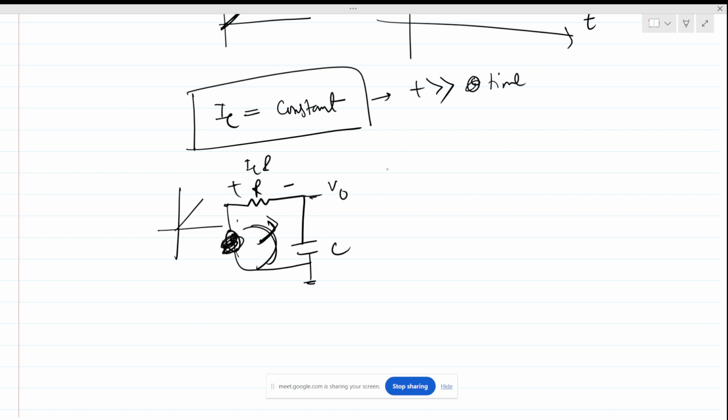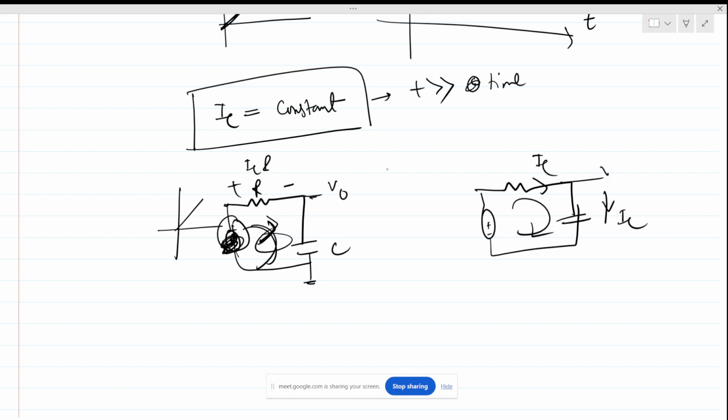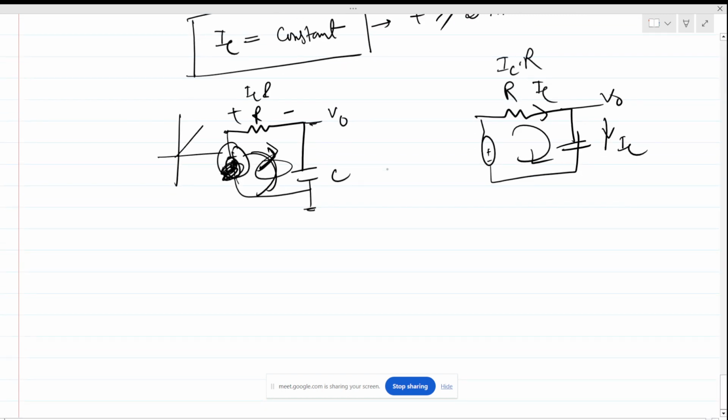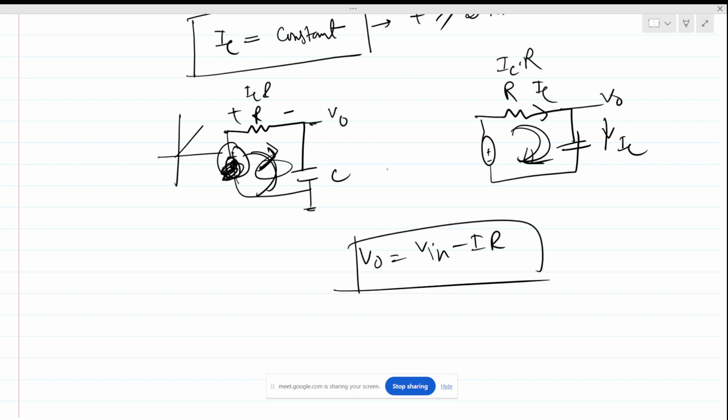So the current flowing through this capacitor will have to flow through this resistance as well, right? So there will always be a drop across this resistance, I into R. Then what is the voltage? If we try to write a KVL, V out will be nothing but V in minus I into R.